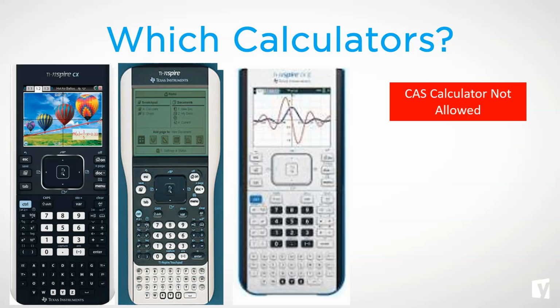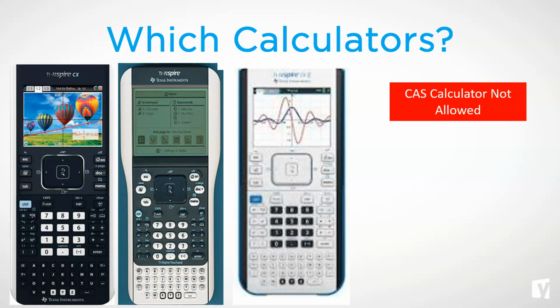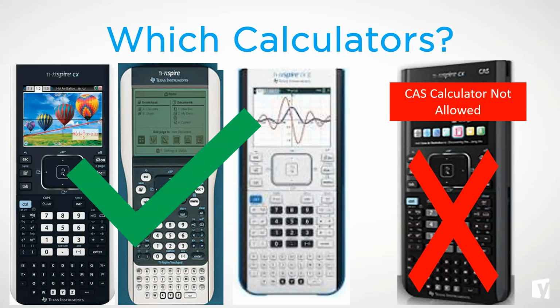Okay, so in this video specifically we're talking about the TI-Nspire calculators. There's the TI-Nspire CX, we've got the TI-Nspire, that's the second one, and then the TI-Nspire CX II just came out this summer. These three are the allowed TI-Nspire calculators. So whenever I say TI-Nspire, I'm talking about these three, but nothing else.